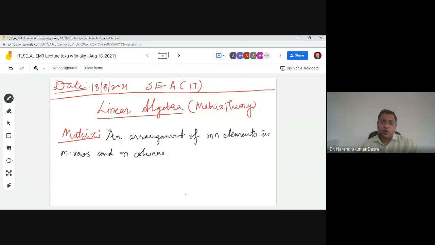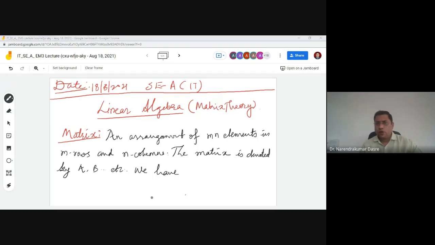It is M rows and N columns. Then we call this an M cross N matrix. The matrix is denoted by capital letters A, B, and so on, and the elements are denoted by small letters.